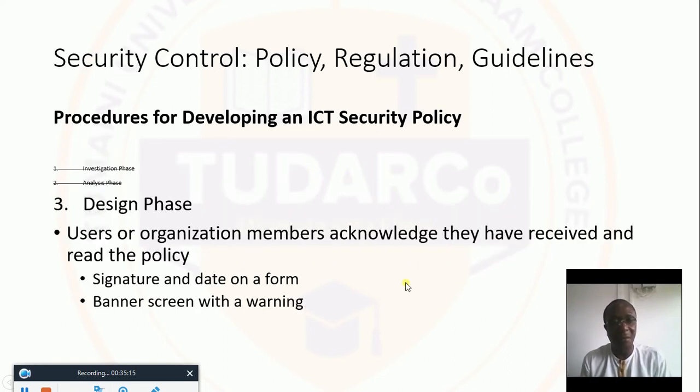The design phase is actually just to combine the information we got from investigation and from analysis, and make sure that all the forms and things are signed. You create banners, warning signs, all the procedures, all the things needed in the design. All these are taken care of during the design phase of an ICT security policy. And here, your team will be writing your report by coordinating all the information which you have.